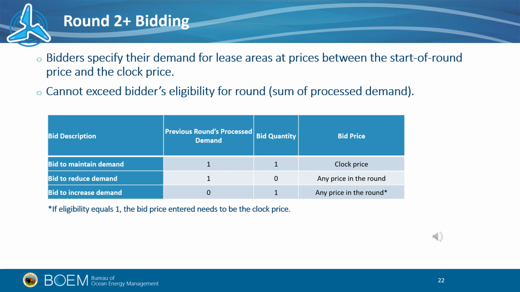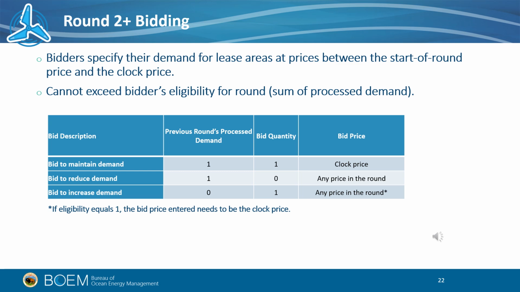There are 3 types of bids that a bidder can submit. The bid consists of a quantity, 0 or 1, and price. A quantity of 1 means that the bidder is willing to buy the lease area up to the clock price, whereas a quantity of 0 means that the bidder does not want to buy the lease area above a certain price. The first type of bid is to maintain demand. To maintain demand, the bidder enters 1 for bid quantity for the lease area where the bidder's process demand is 1 at the clock price.